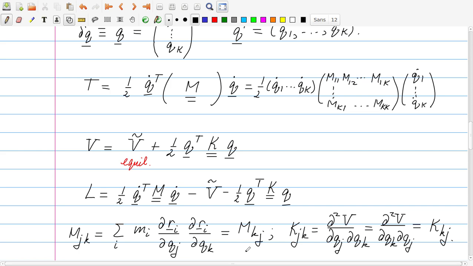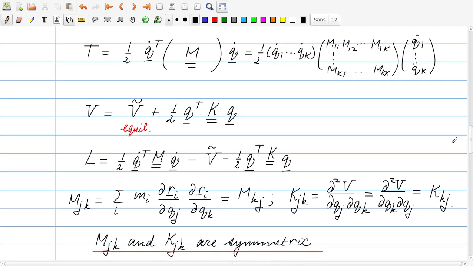And we can do a similar analysis for the K_jk, which is the second derivative of the potential with respect to q_j and q_k. And if we swap these two derivatives, then if the function V is not too wild a function of the generalized coordinates, that gives us the same result, and we find that also the matrix K is symmetric. So the conclusion is that the matrices M and K are symmetric.